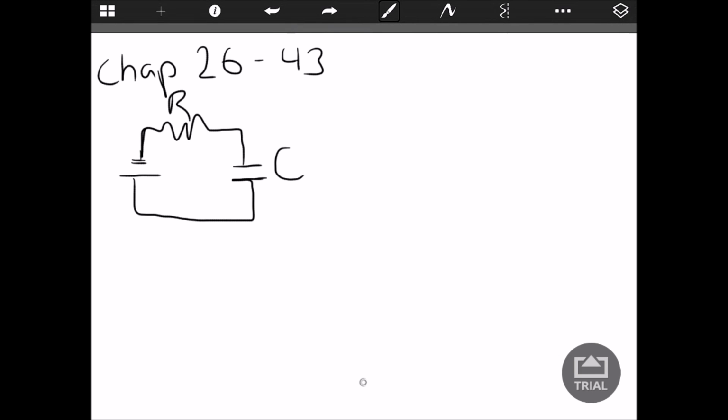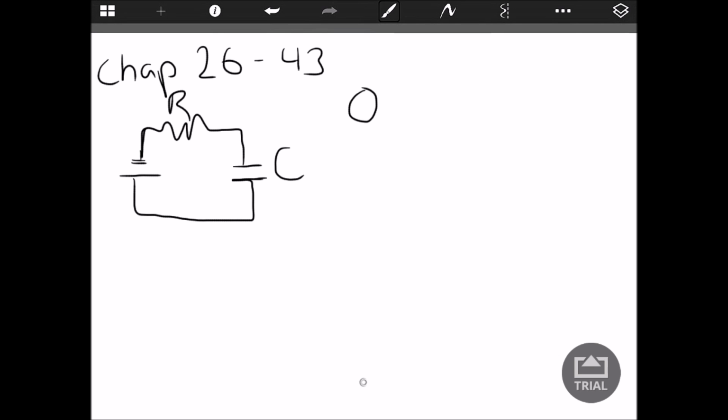So in problem 43 of chapter 26, we were asked how long does it take for the energy stored in the capacitor to reach half of its total potential energy in terms of the time constant RC. And we have this circuit here, and we can use the derived formulas we have.